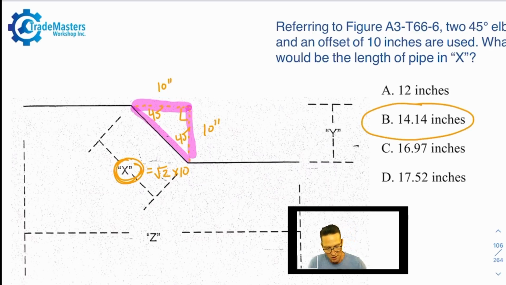Very simple. Try to remember your 1, 1, root 2 triangle, which is always going to be a triangle with two equal 45-degree angles, a 90-degree angle there, and the sides will always take on dimensions of 1, 1, root 2. B is your answer.